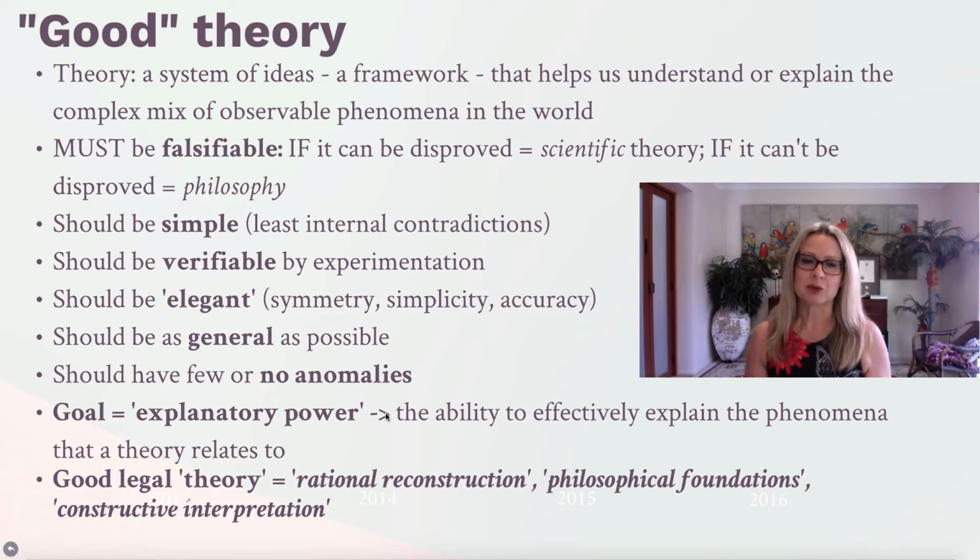Should be as general as possible to encompass an explanation for as many of those disparate things as possible. It should have few or no anomalies, so things that don't fit into the theory. Okay. The goal, and that leads me to this point, is the explanatory power of a theory. How good or how not so good does a theory actually work to explain what it purports to explain? If you're going to have a whole heap of exceptions to that theory, then it hasn't got a whole lot of explanatory power, what scientists would call explanatory power.